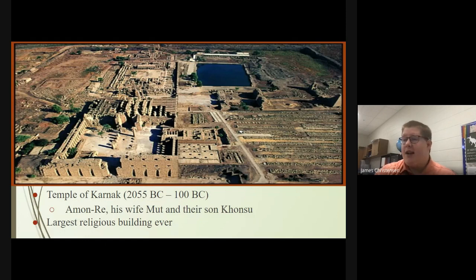It's during this time also the Temple of Karnak was constructed, mainly for Amun-Re, his wife Mut, and their son Khonshu. This is the largest religious building ever in ancient Egypt, and one of the most expansive archaeological sites in ancient Egypt currently.